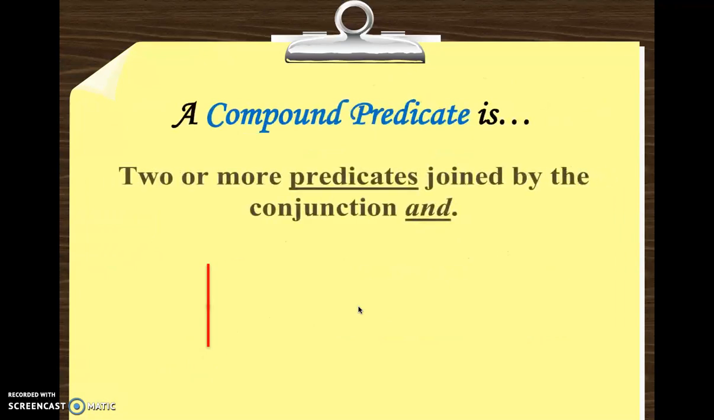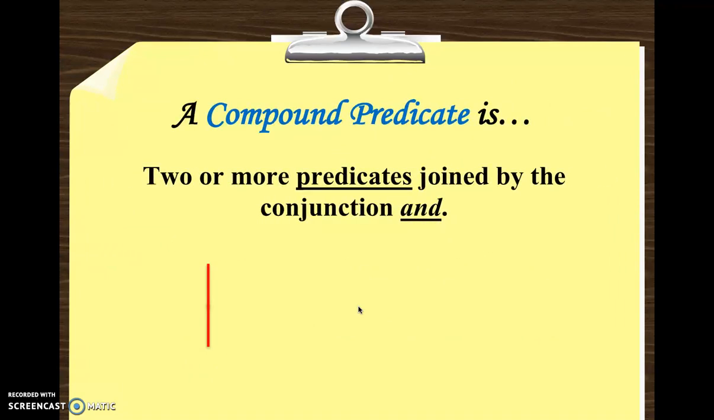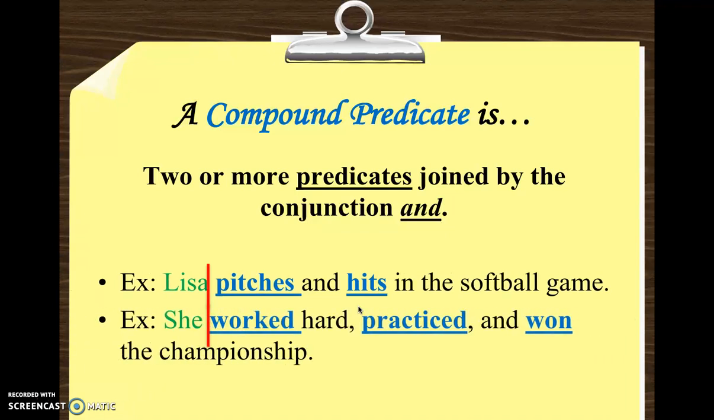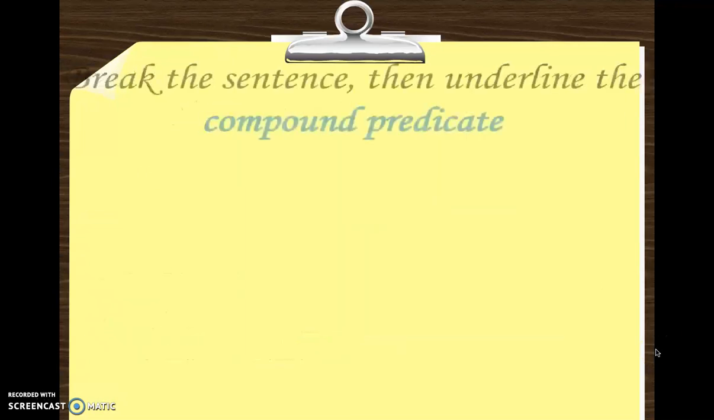Compound predicate is when you have two or more predicates joined by the conjunction and. Lisa pitches and hits in the softball game. Pitches and hits are the compound predicate. She worked hard, practiced, and won the championship. Worked, practiced, and won are my compound predicates. So we could have 10 more of these if we wanted to. I mean, that would be a terrible sentence. But, of course, the theory is that you could have an infinite amount of compound predicates.